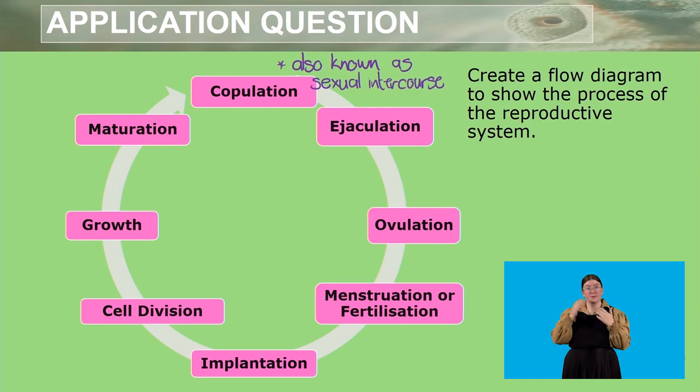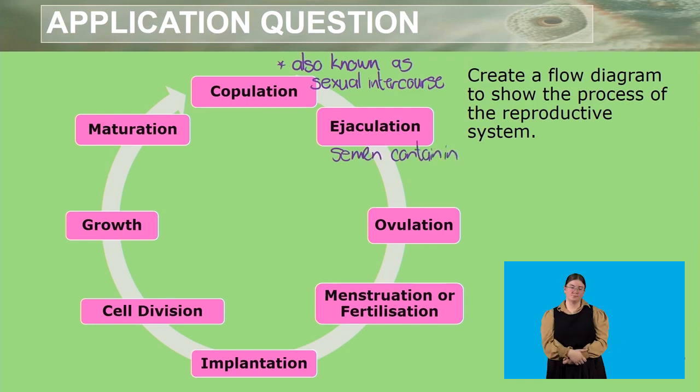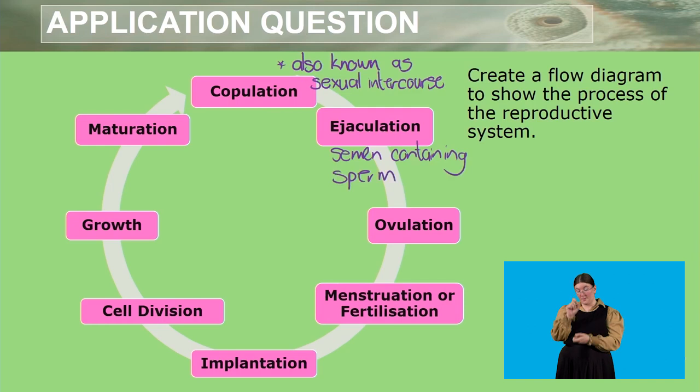So we know that in copulation, the penis stands upright, it is erect, it is inserted into the female's vagina, and there ejaculation will take place. It is the ejaculation of semen containing sperm. Sperm will be ejaculated into the vagina, or will be deposited into the vagina.